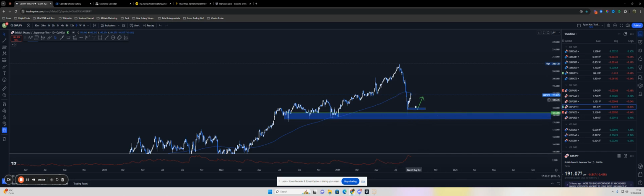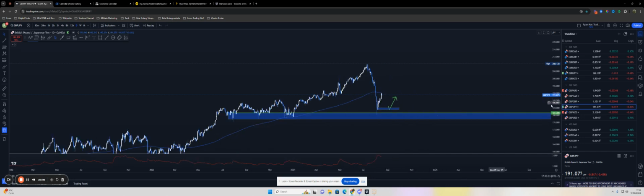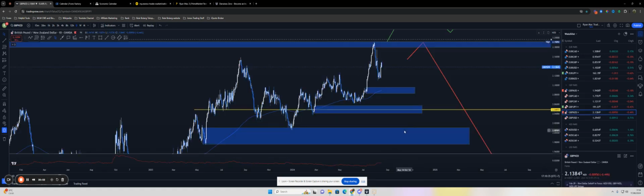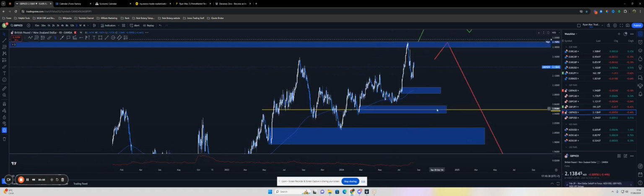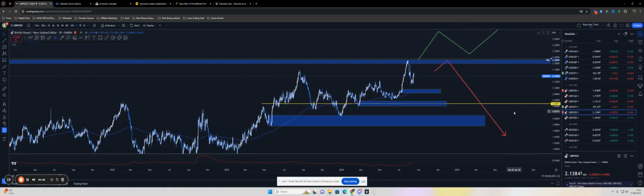Just wait. If it retests here, I'd be happy to take it, but I will let you know when that comes. I'll give the signal if I end up buying it. But I will be cautious. I'm not going to be jumping into that one.